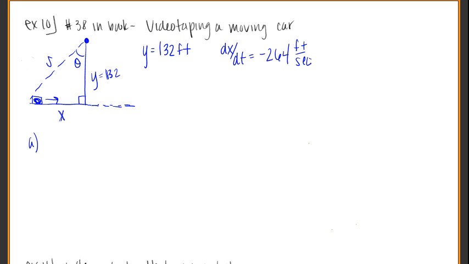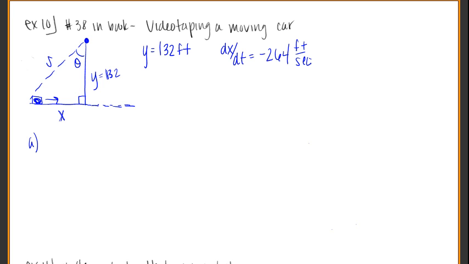The information they give us is that the car is moving at a speed of 180 miles per hour, or 264 feet per second. I chose to write it as 264 feet per second because our Y was in terms of feet, so that way we have all of our units in the same unit. And notice I put it as negative, because the car is coming towards us. It's shrinking the distance along that road, getting closer and closer to that Y-axis.